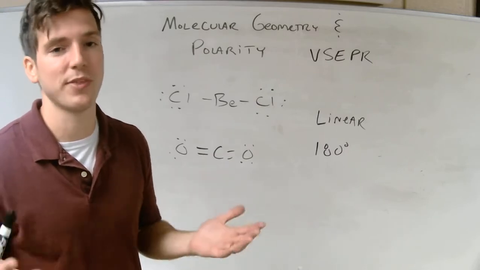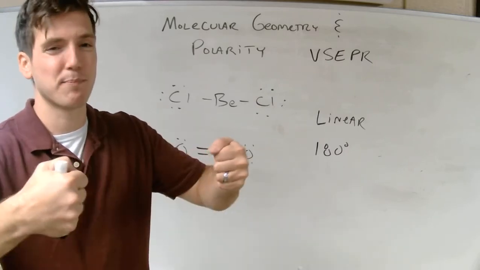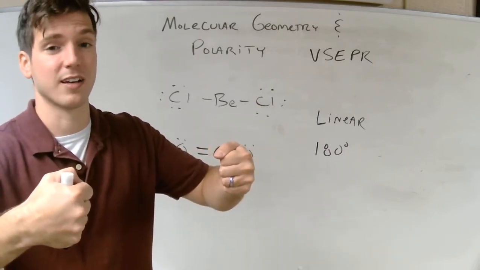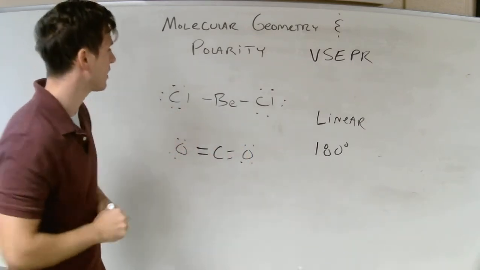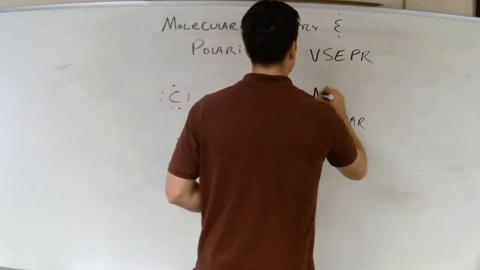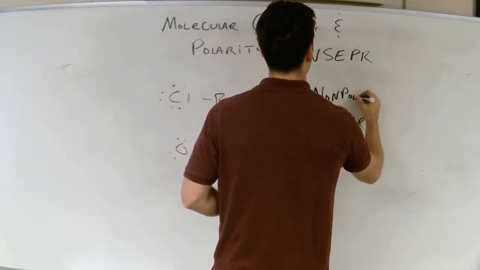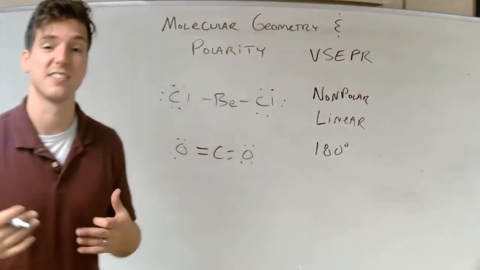If chlorines both have the same strength, that beryllium is just going to stay right there. It's not going to be pulled in any certain direction. So there is no pull. So that means that this guy is non-polar. That means he is non-polar.